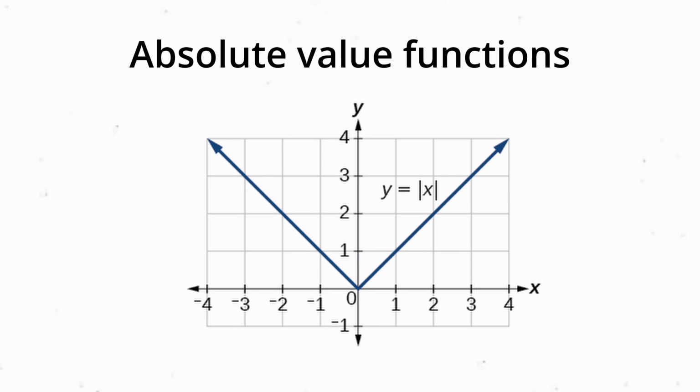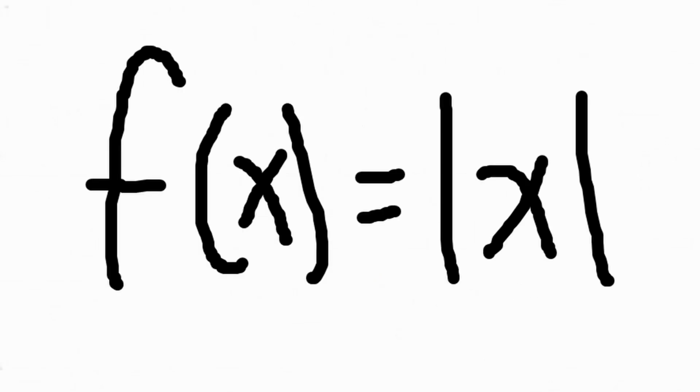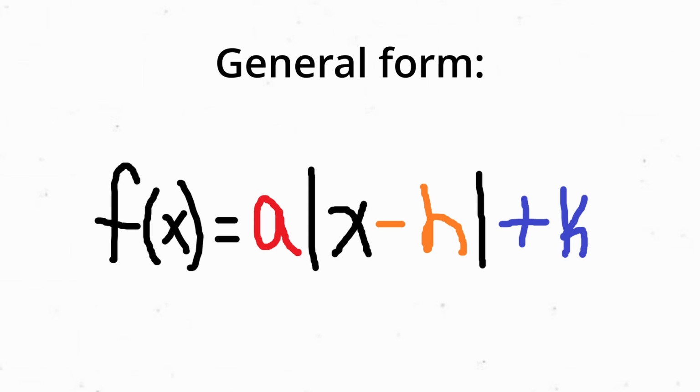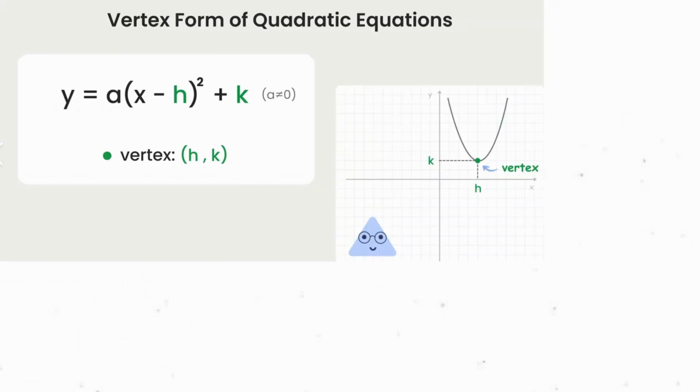Another function type that can never be negative are absolute value functions. The parent form of an absolute value function looks like this, which can be modified to look like the general form, which looks like this. If you don't see the similarity by now, I'll help you out. The equations we were looking at before were called standard form. This is called vertex form, and it looks like this.